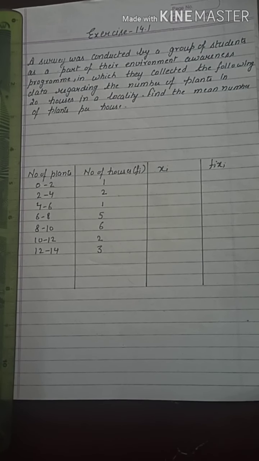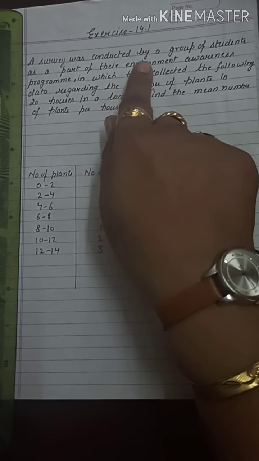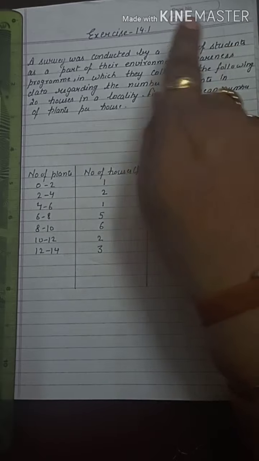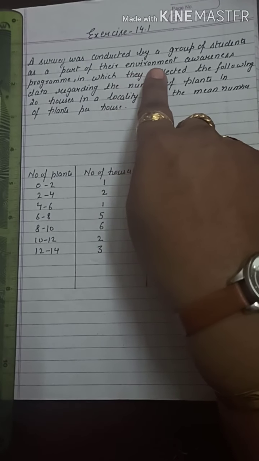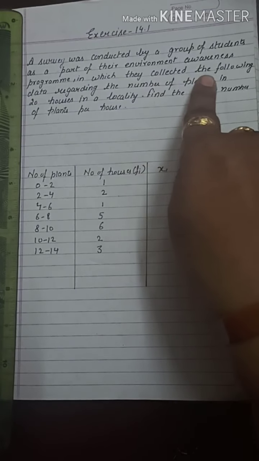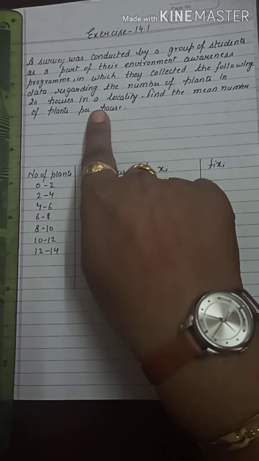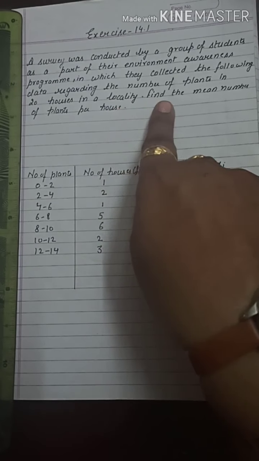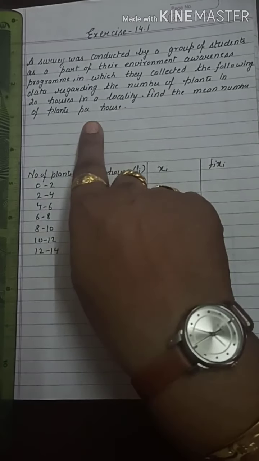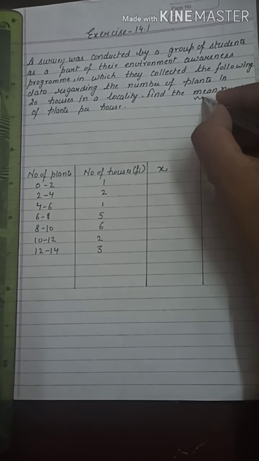So first question, what is given in the first question: a survey was conducted by a group of students as a part of their environment awareness program, in which they collected the following data regarding the number of plants in 20 houses in a locality. Find the mean number of plants per house. In this question we have to calculate the mean.